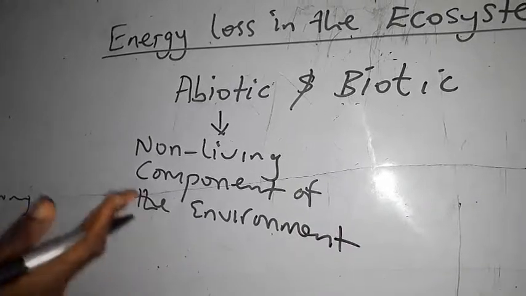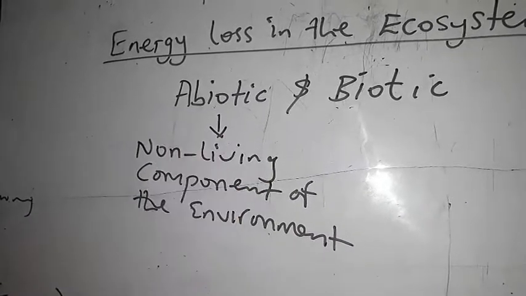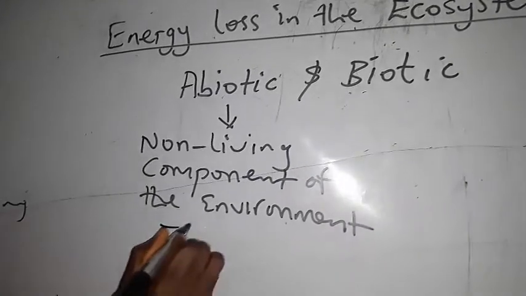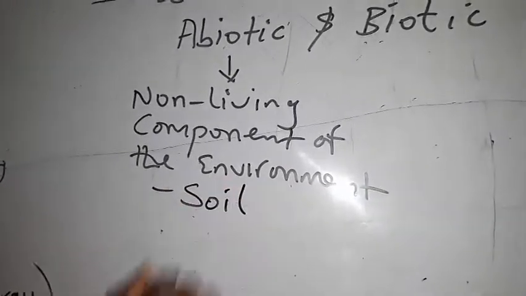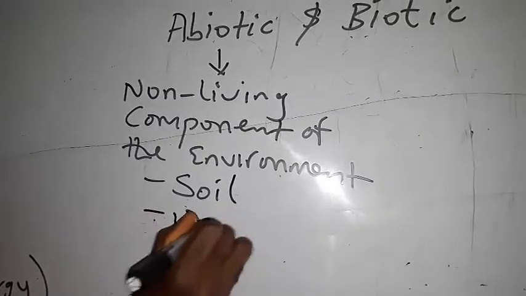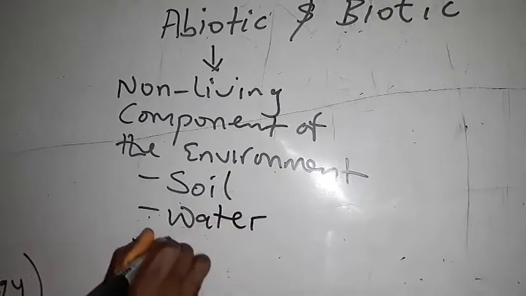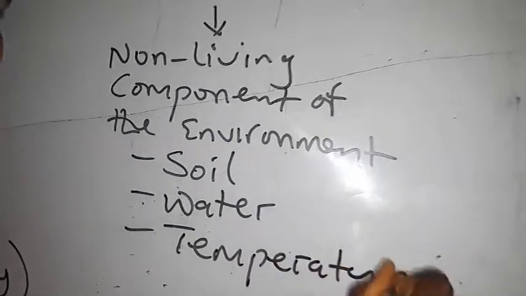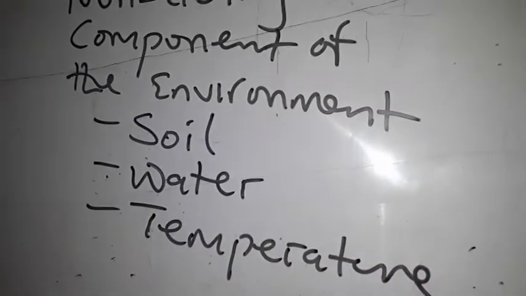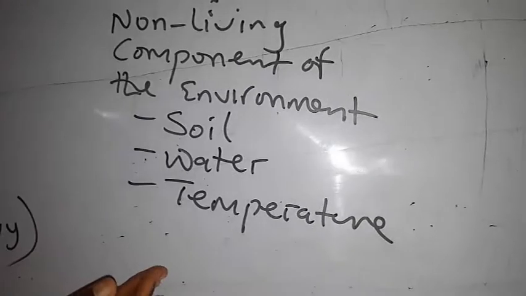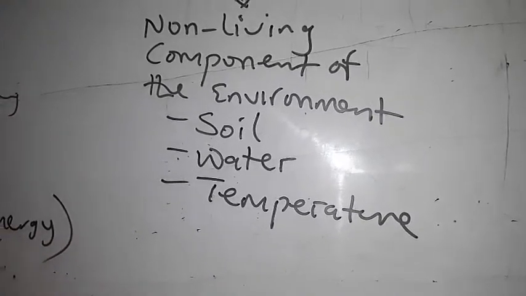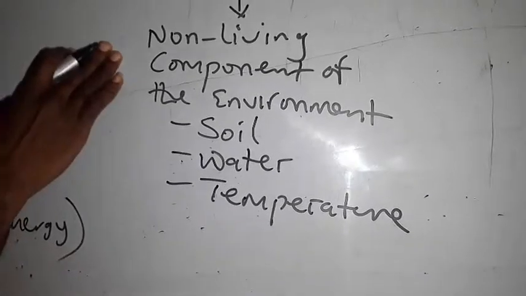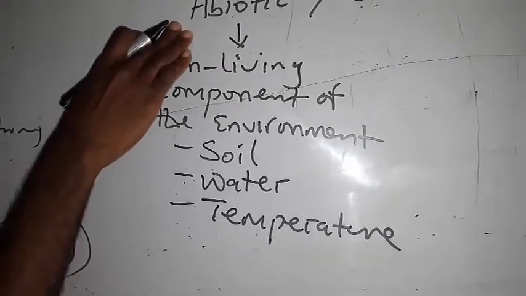So can we reason out the non-living component of the environment? The non-living components of our environment include soil, water, temperature, and so on and so forth. Those things that do not have life, but they live with us in our environment, are the non-living component. We call them abiotic factors.